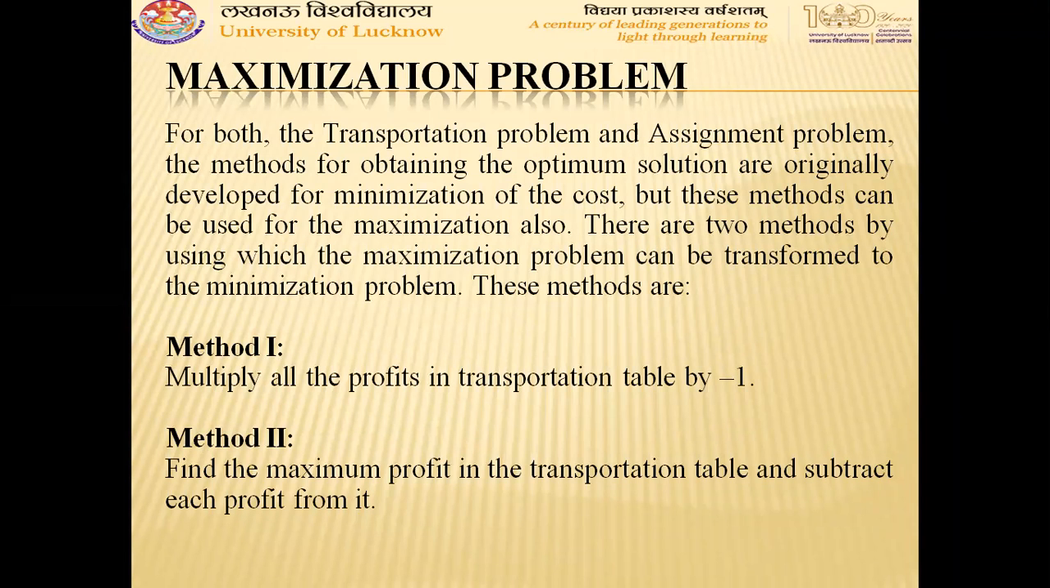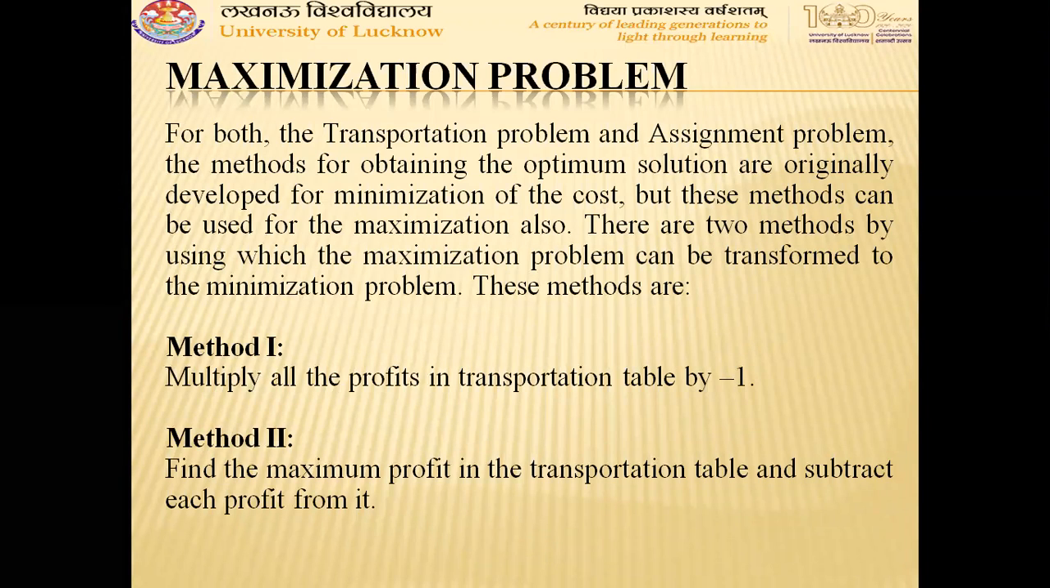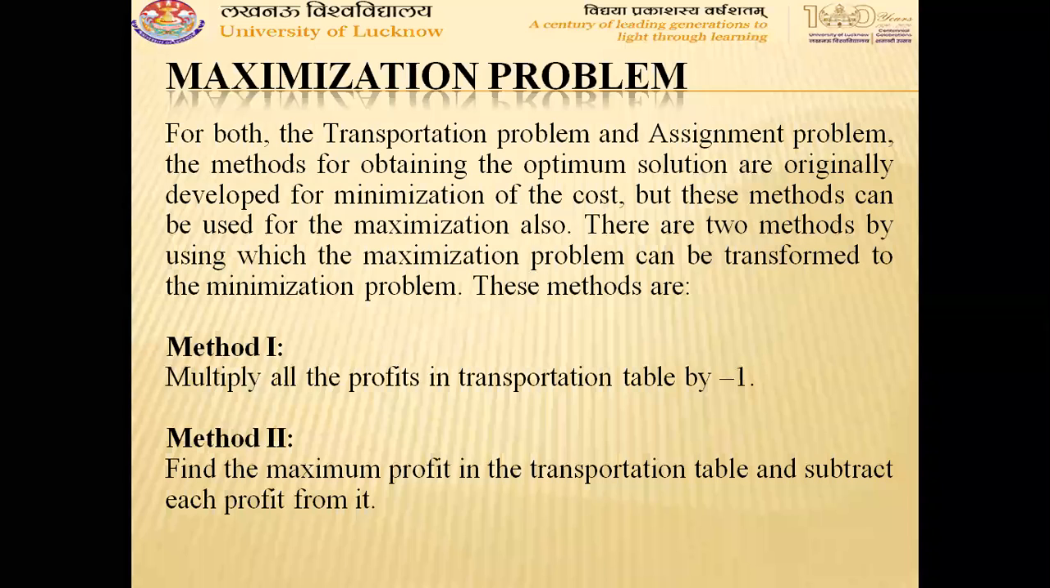Similarly, the second method says to find the maximum profit and subtract each profit from it. By using these two methods, we can convert a maximization problem into a minimization problem. We have to use only one of these two, not both simultaneously. If you use both simultaneously, that will create a problem.